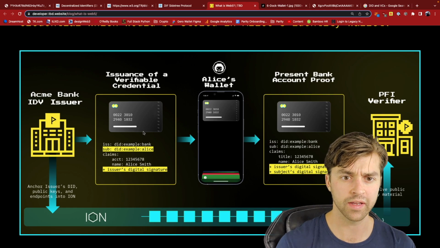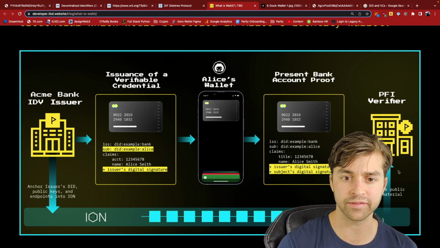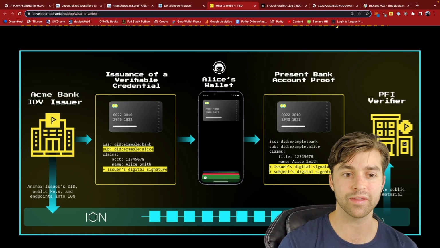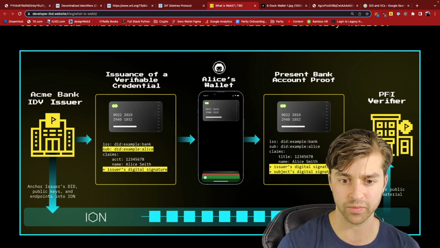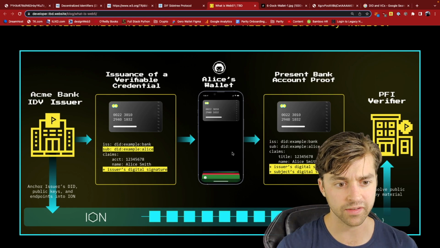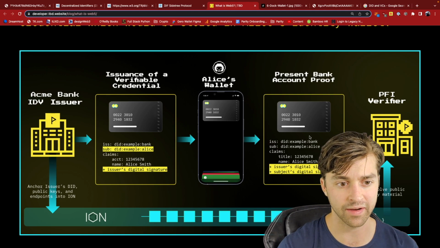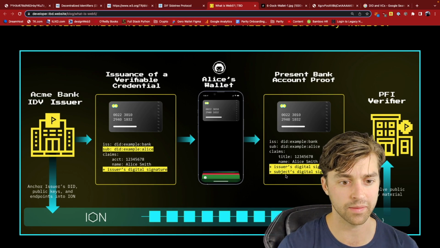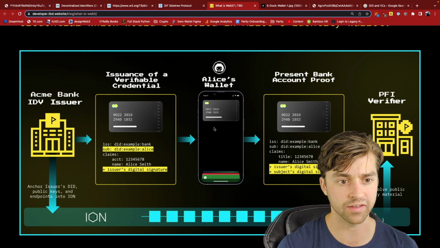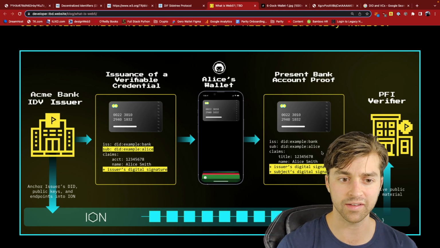I hold my digital wallet, and then I want to prove that I have a bank account to this PFI verifier, participating financial institution, I believe is what that means. So what I do is I bring that VC up, and then I also sign it. So now we have the VC, we have the issuer's digital signature, which is this bank, and then we have the subject's digital signature, which is my digital signature. So my DID wallet signed this VC with my private key that controls my DID. And we send this data packet over to the PFI verifier.